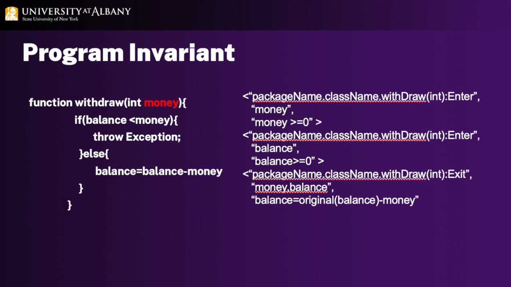Here is an example function, withdraw. It takes money as input and takes away money from the balance when the balance is greater than money. The post-condition of the function shows the state after execution. In this case, there are three program environments. The program point is the class name and function name. The keyword enter or exit indicates its pre-condition or its post-condition. V is the variables money and balance, and C is the relationship or the condition.